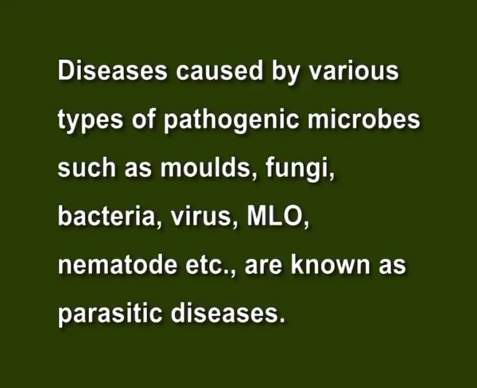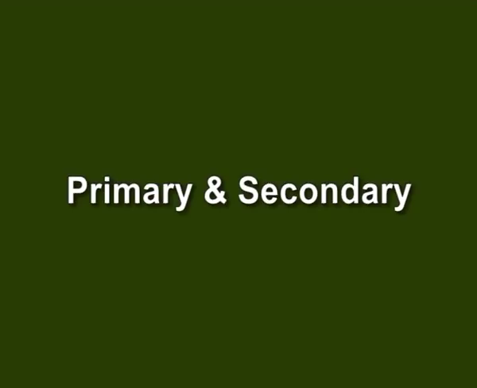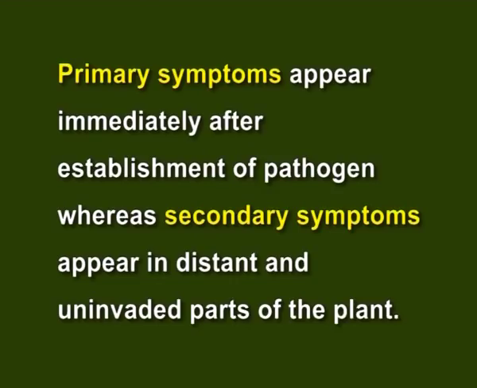Then parasitic diseases. Diseases caused by various types of pathogenic microbes such as molds, fungi, bacteria, virus, MLO, nematode, etc. are known as parasitic diseases. These diseases can be recognized by the presence of specific symptoms and signs on the host plants. Based on the infection, the symptoms can be classified into two ways, that is primary and secondary. Primary symptoms appear immediately after establishment of pathogen, whereas secondary symptoms appear in distant or uninvaded parts of the plant. We have already learnt few parasitic diseases caused by fungi and bacteria. Now let us know in brief about diseases caused by virus and MLOs in mulberry.